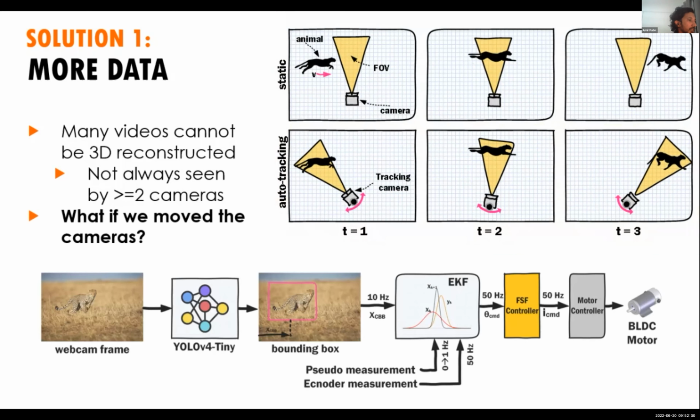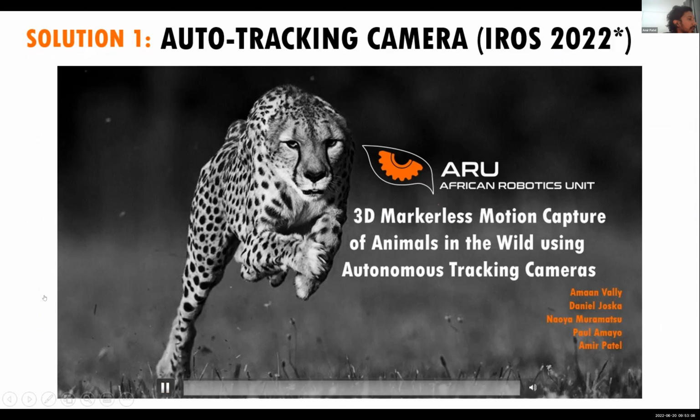So this is what we did in our recent paper. My students Amir Patel's students Anna Vallely and Daniel Joska developed this automatic tracking 3D pearl system. So how it works is we take a frame, we have a webcam, and we use YOLOv4 Tiny. We find the bounding box. We then have an extended Kalman filter, which gives us a prediction of where the cheetah bounding box is going to be. And then we have a full state feedback controller, turning the motor and the stereo camera setup towards the cheetah. This stuff is under review at IROS.